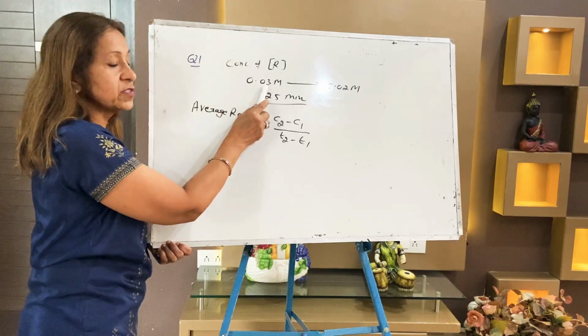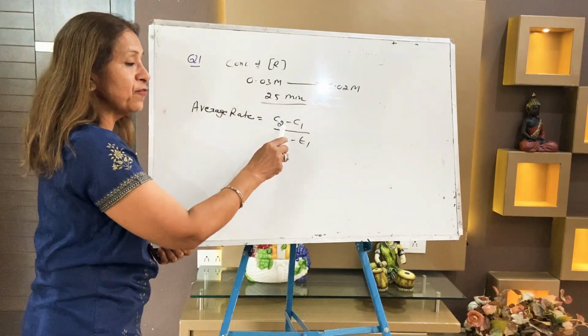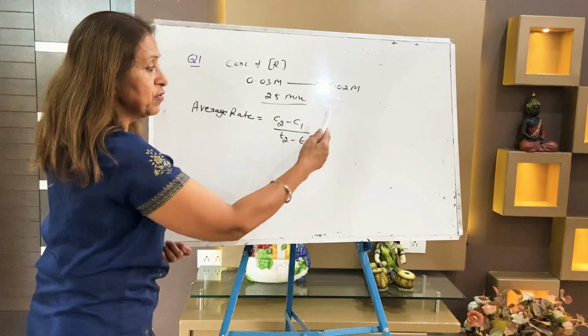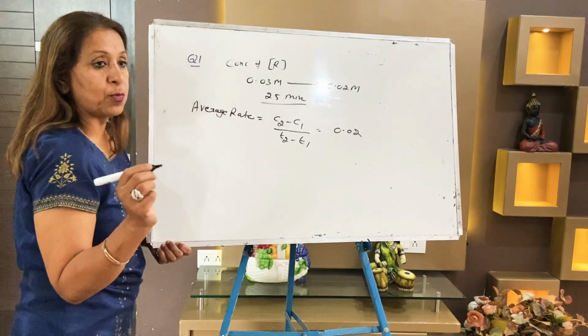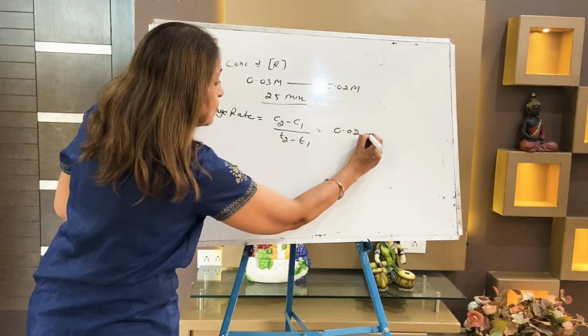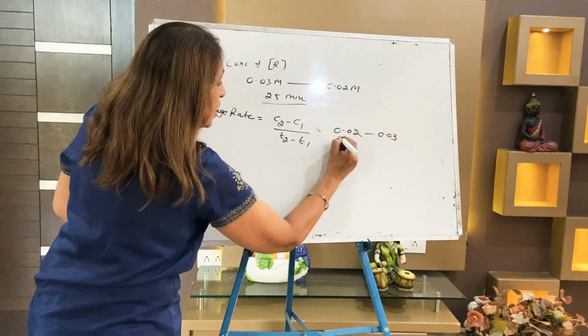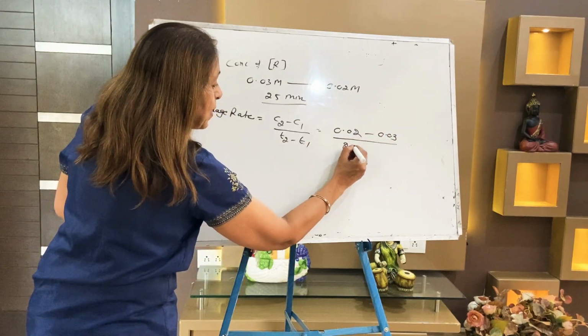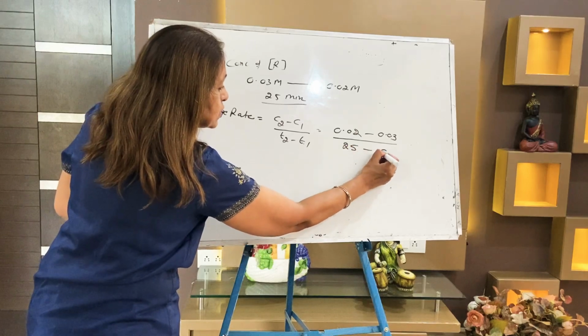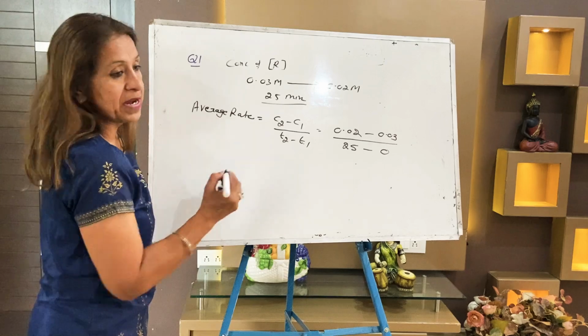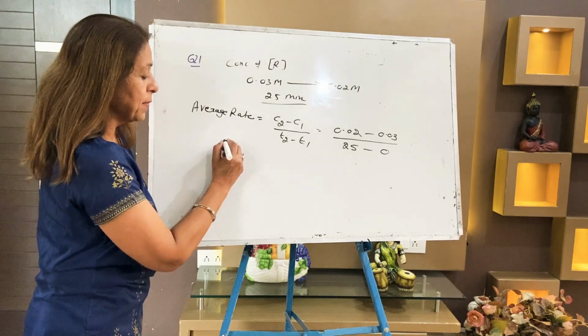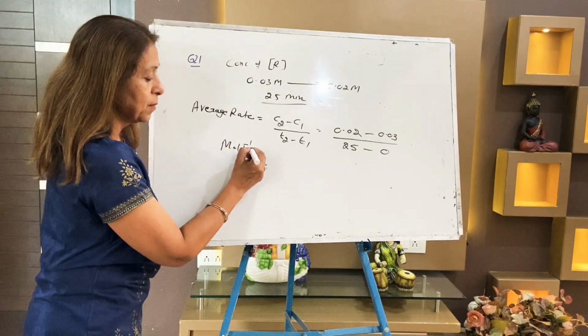Now what is C2? First concentration is this. After 25 minutes, concentration will decrease, so C2 is 0.02. C1 was 0.03, and the time is 25 minutes. T1 was 0 minutes. Your answer will come in minutes, in mole per liter per minute.